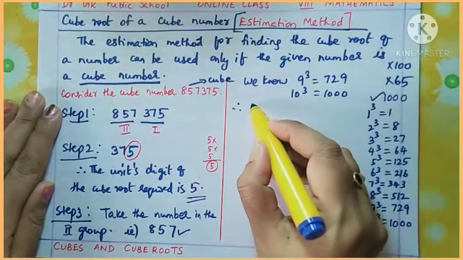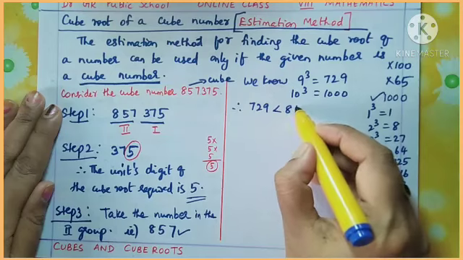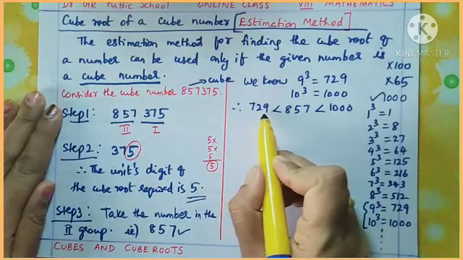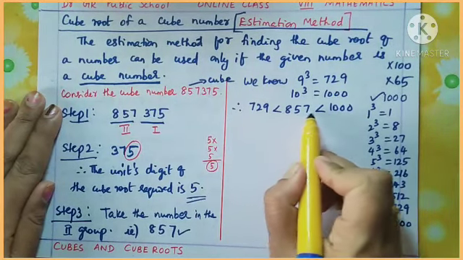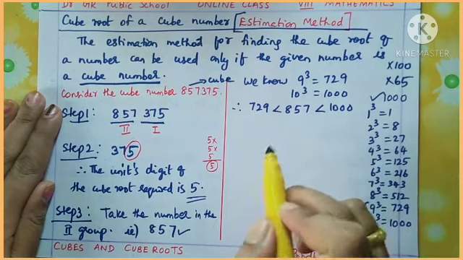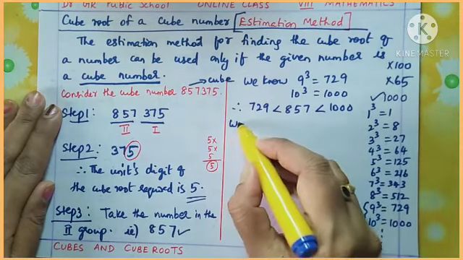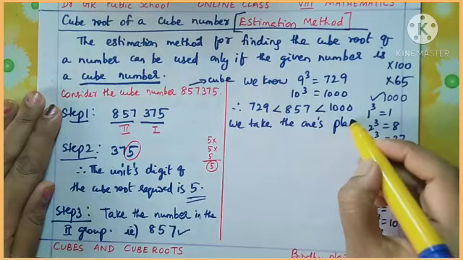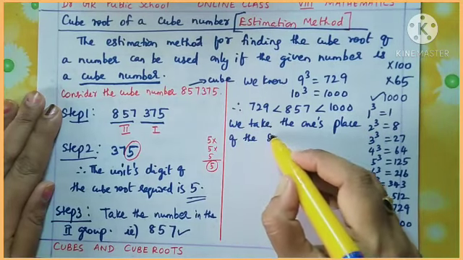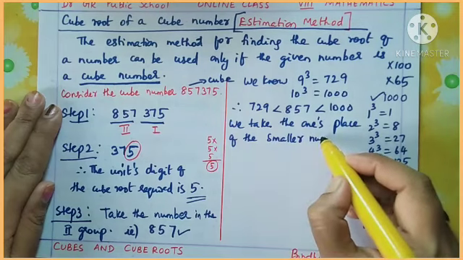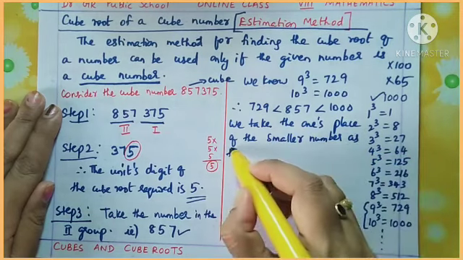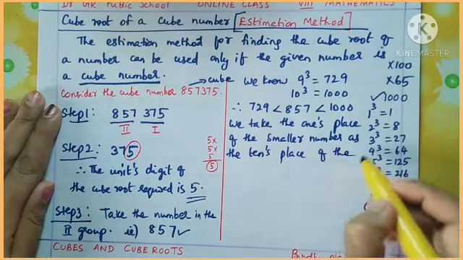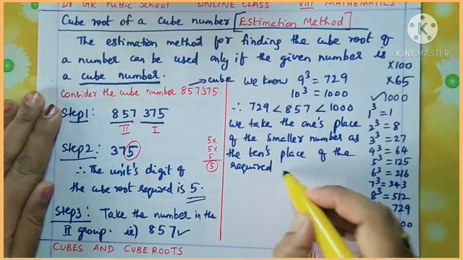So therefore, this 857 lies between 729 and 1000. Okay, 729 and 1000 between only, this 857 is there. Now what we are doing, we take the ones place of the smaller number as the tens place of the required cube root.